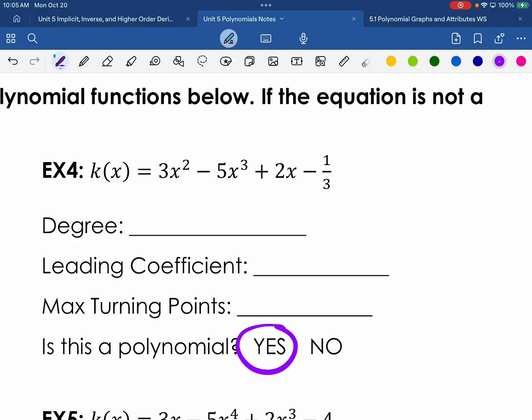So what would the degree be? 3. And then your leading coefficient is going to be -5. How many turning points could you have? 2. Wait, why is it 2? Because it's 1 less than the degree. Oh, so you just subtract 1 from the degree.